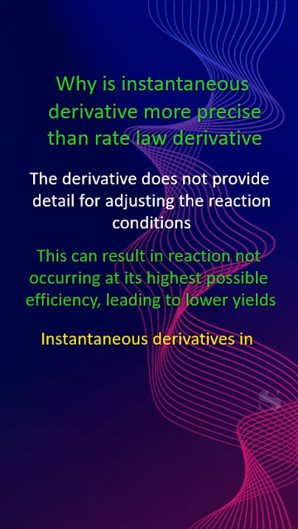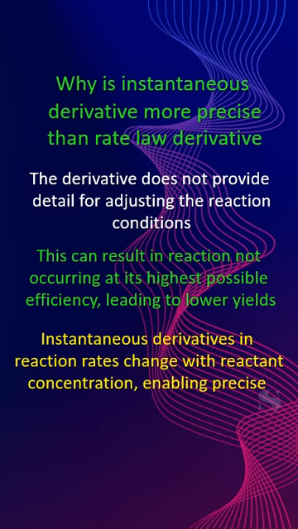The instantaneous derivative of the rate law provides information about how the rate of reaction precisely changes. This derivative often involves taking the derivative of the rate law with respect to time or with respect to the concentration of a reactant. This information allows for more precise adjustments to the reaction conditions to achieve the desired outcome.